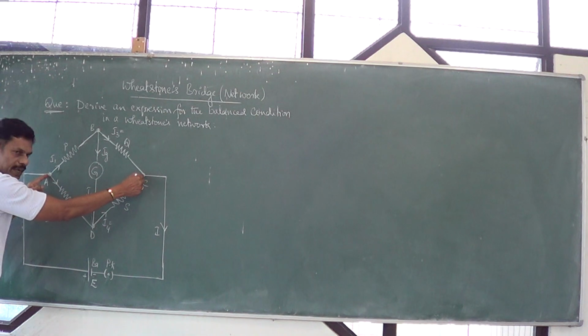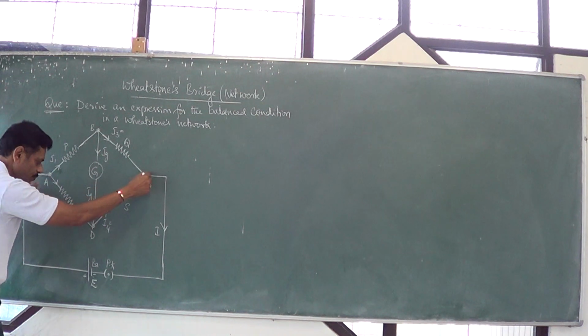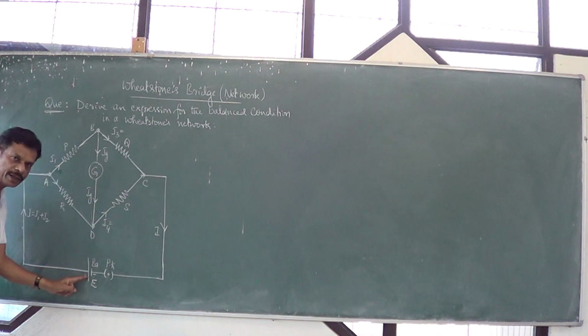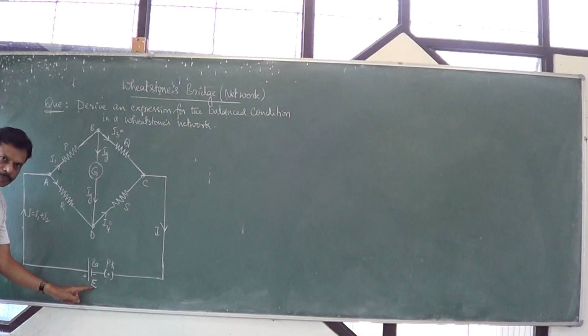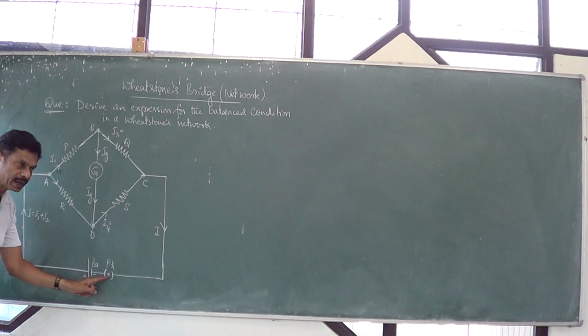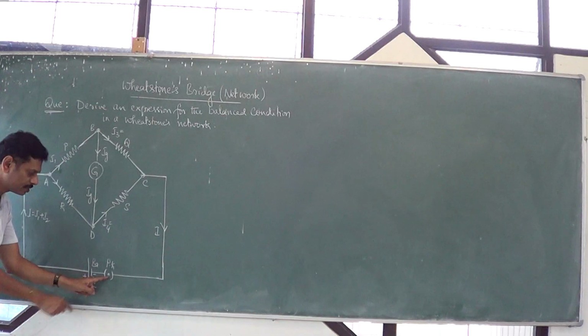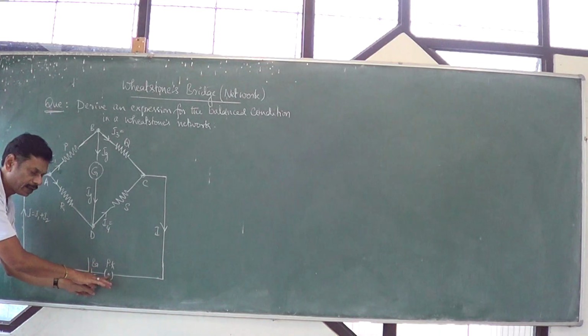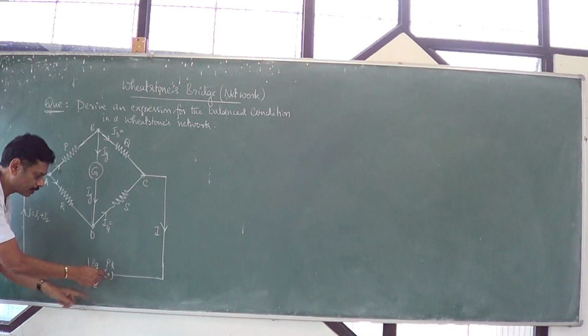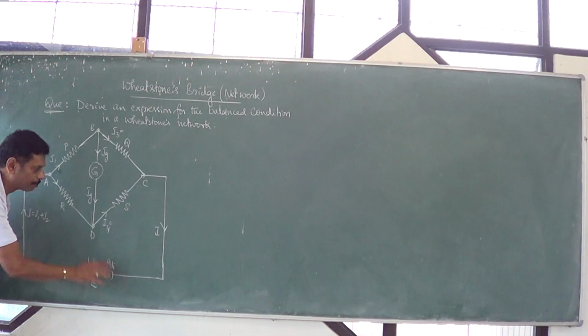Between nodes A and C, we have connected a battery whose EMF is equal to capital E. In turn, we have connected a plug key also. It is just acting as a switch, either switched on or switched off. For that purpose we are using a plug key.